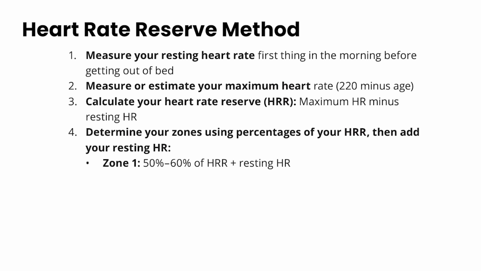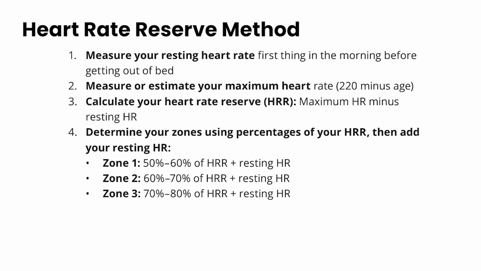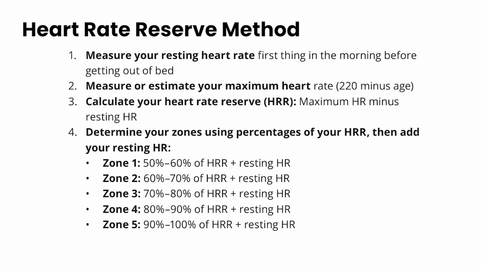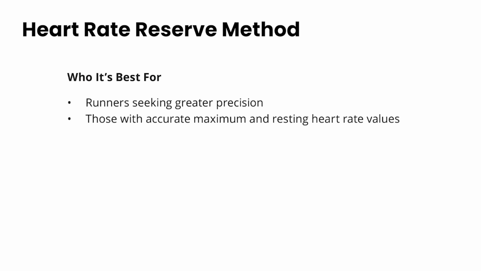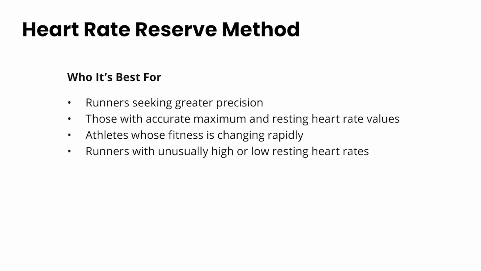So this would be zone 1, 50 to 60% of HRR plus resting heart rate. Zone 2, 60 to 70% of HRR plus resting heart rate. Zone 3, 70 to 80% of HRR plus resting heart rate. Zone 4, 80 to 90%, and Zone 5, 90 to 100% of HRR plus resting heart rate. Who it's best for: runners seeking greater precision, those with accurate maximum and resting heart rate values, athletes whose fitness is changing rapidly, runners with unusually high or low resting heart rates.